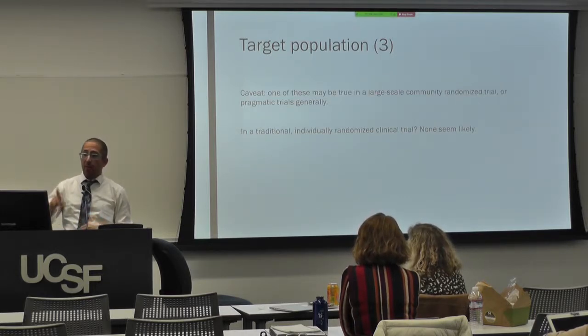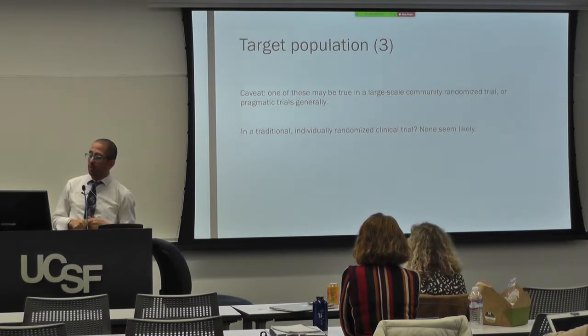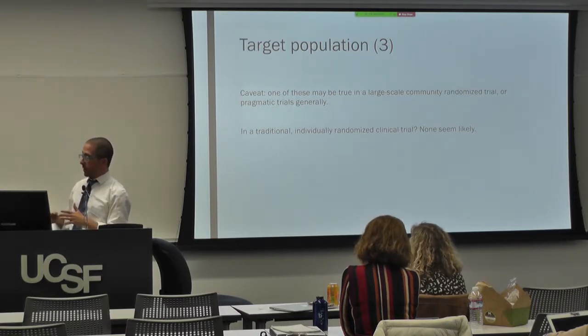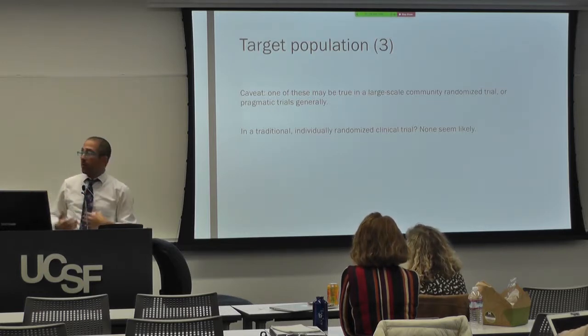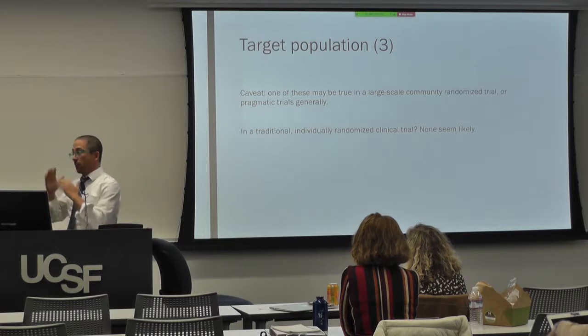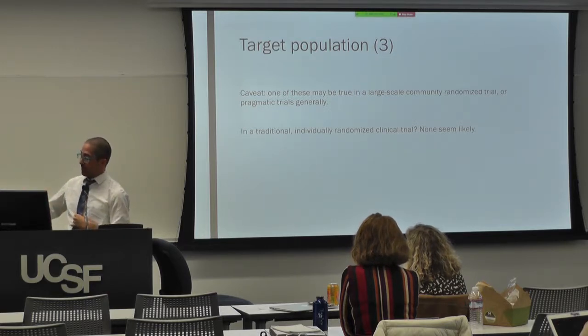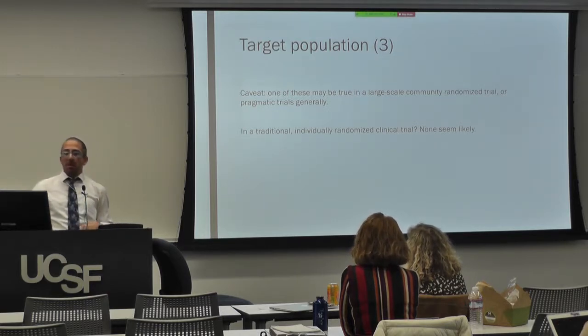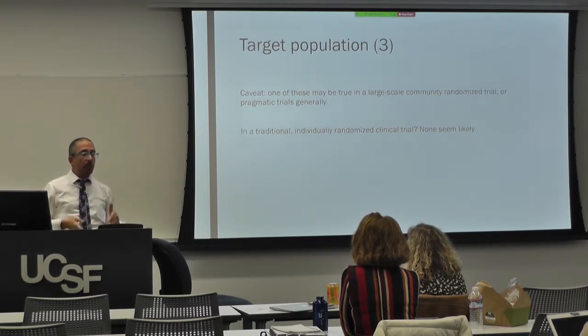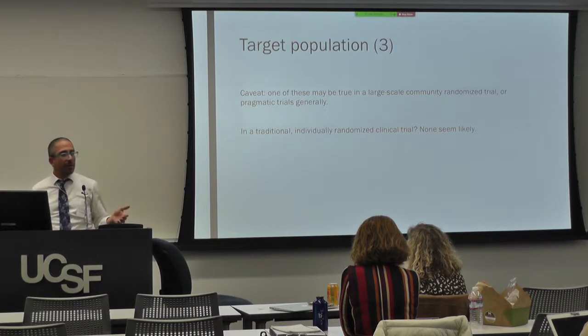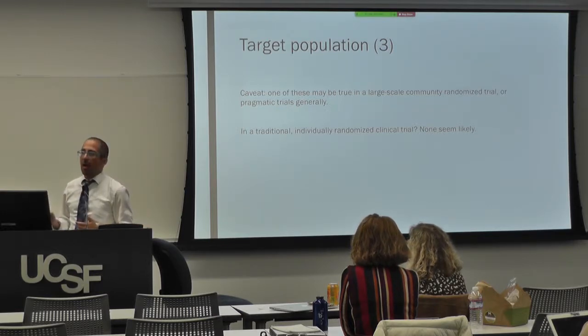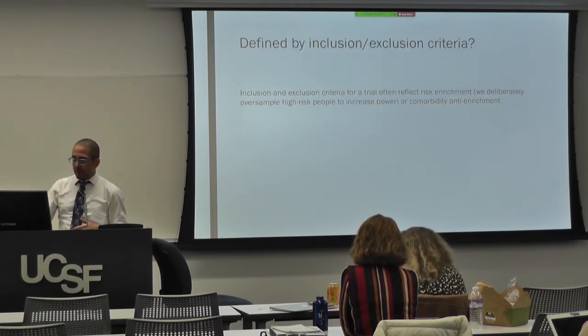I will caveat that one of these may well be true in a large-scale community randomized trial or in pragmatic trials generally. Hi, Maya. Because if you're studying 500,000 people, I think it's very reasonable to say they are your target population too. But in a traditional sort of individually randomized trial, even a large one like PrEP or like the ECHO trial of hormonal contraception, which has got 7,300, a lot of people in it, it seems very unlikely to me.